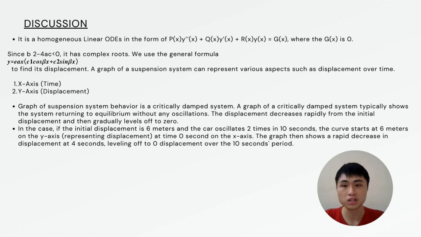In this case, if the initial displacement is 6 meters and the car oscillates 2 times in 10 seconds, the curve starts at 6 meters on the y-axis, representing displacement at time 0 seconds on the x-axis. The graph then shows a rapid decrease in displacement at 4 seconds, leveling off to 0 displacement over the 10-second period.